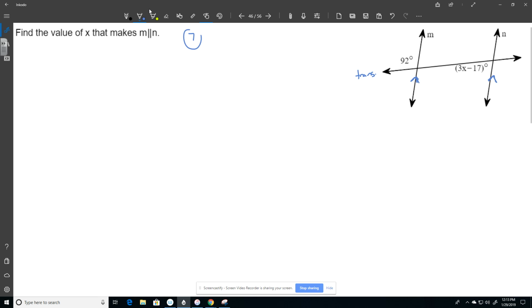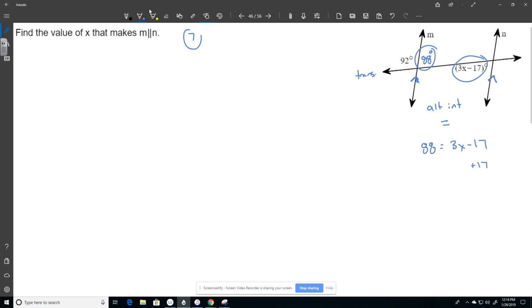If this is 92 degrees, just looking at my picture, I know that these two angles add up to 180. So if I add this angle, I should get 180, which means this angle is 88 degrees. And the good thing about that is now I know this is 88 degrees and this is 3x minus 17. These are alternate interior angles, and we know that alternate interior angles are equal to each other. So I know that 88 is equal to 3x minus 17.